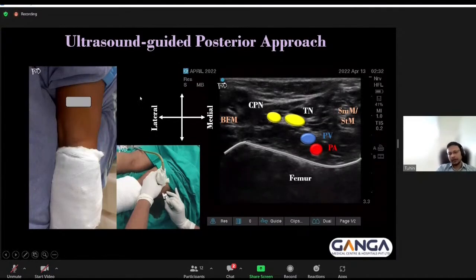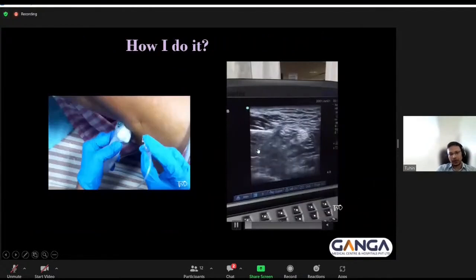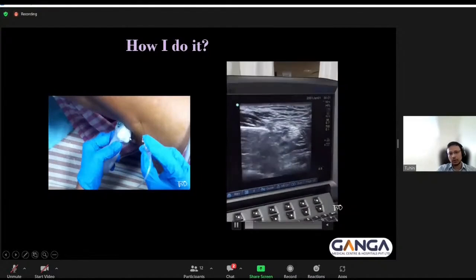So the ideal point for injection at the popliteal level would be at the point of divergence or below it, to avoid injury to the sciatic nerve, because the paraneural sheath is more delineated at the level of divergence or below it. So here I am doing a popliteal fossa block in position. The needle entry is from lateral to medial side. As you can see, I'm coming from the lateral side.